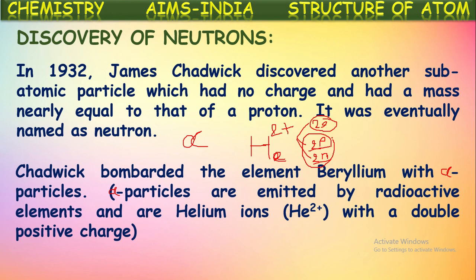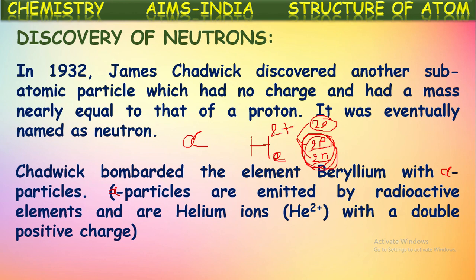These particles are emitted generally from radioactive elements. We'll learn about these radioactive elements in further classes. Examples of radioactive elements are radium, uranium and thorium. They emit certain radiation continuously, which is why they are called radioactive elements, and these elements produce alpha particles.